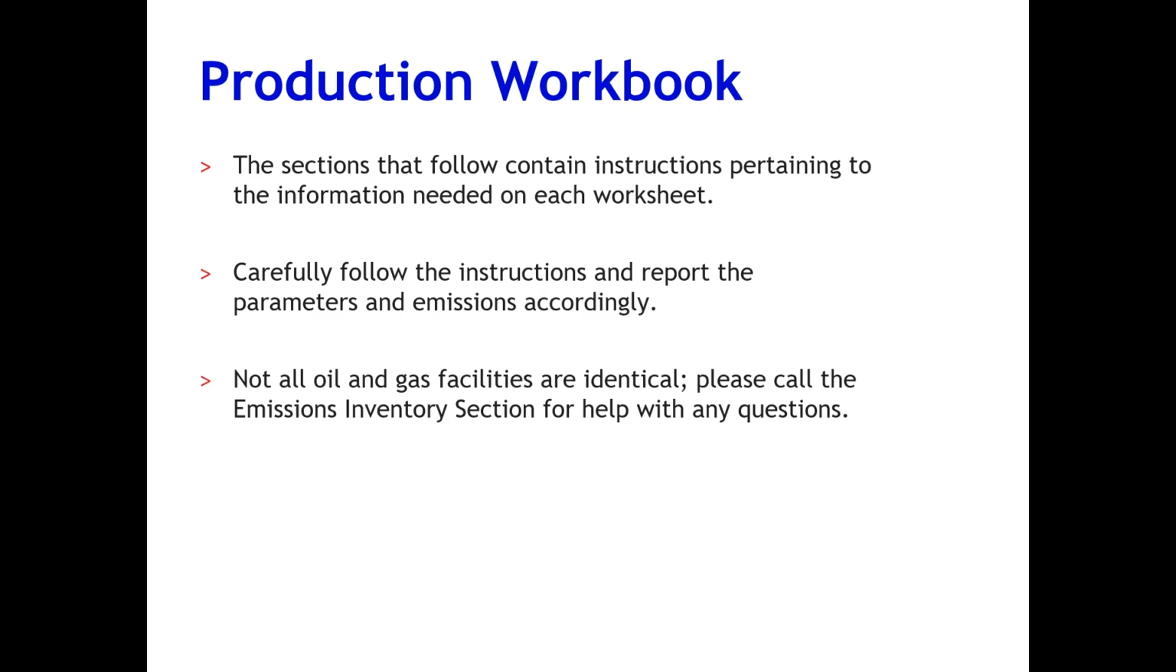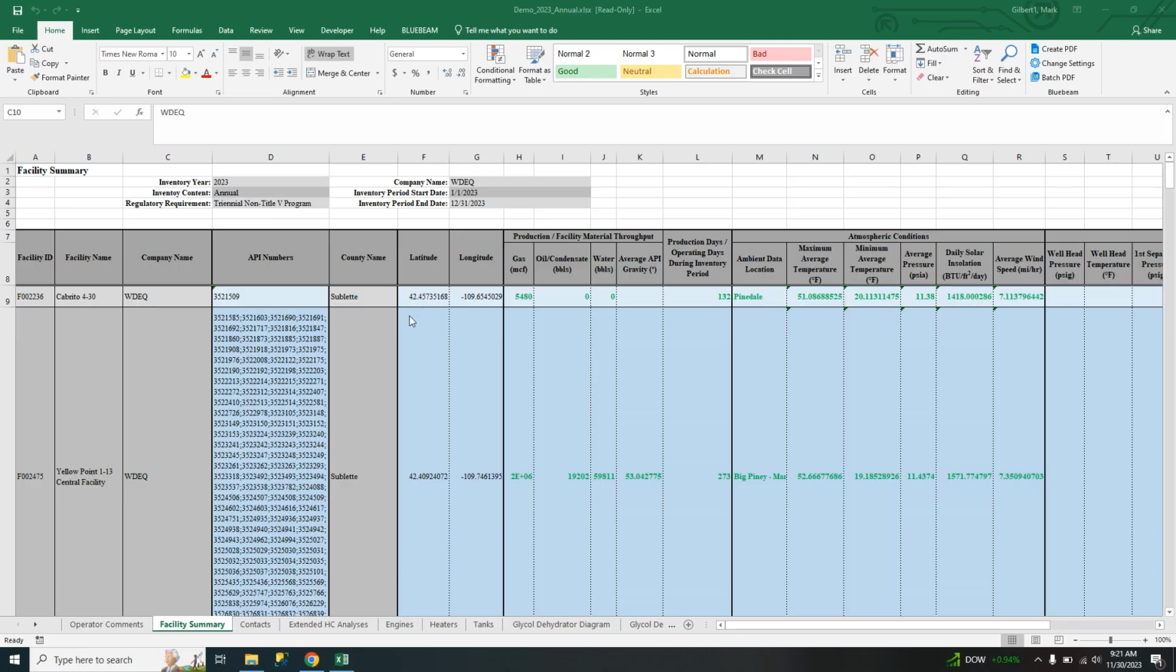Now, the section that follows contains instructions pertaining to the information needed on each worksheet. Carefully read the instructions and report the parameters and emissions accordingly. Not all oil and gas facilities are identical, so please call the emission inventory section for any help with any questions. All right, so here is an example of one of our 2023 annual EI production workbooks.